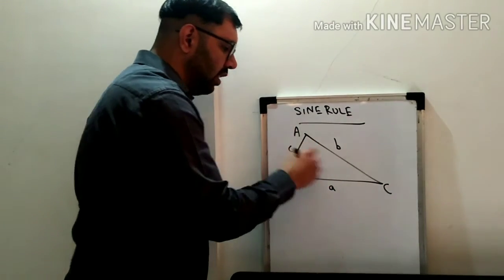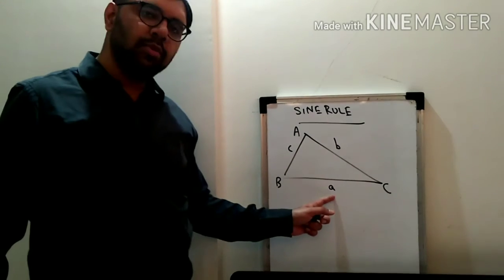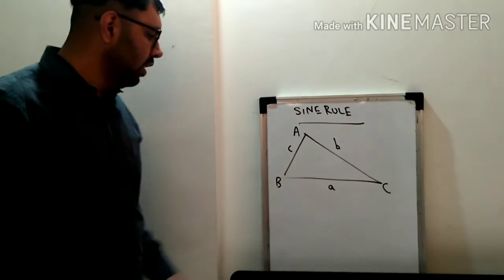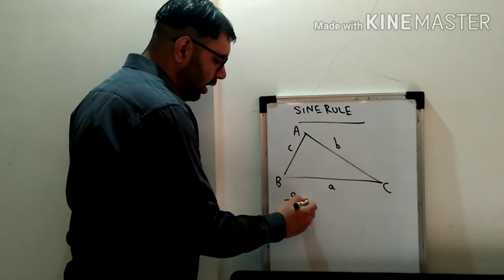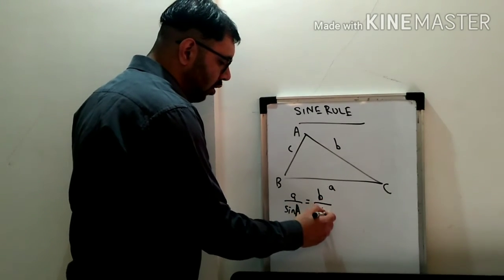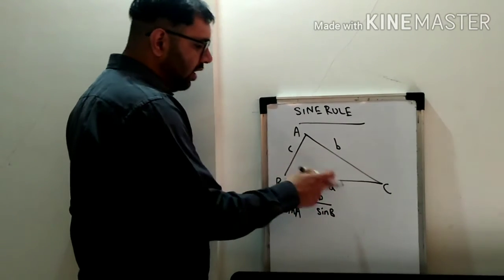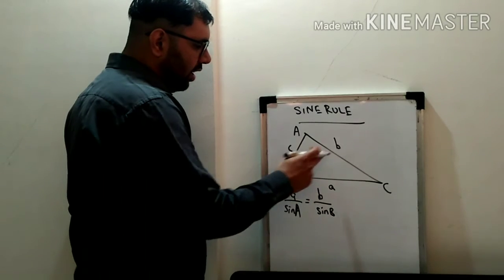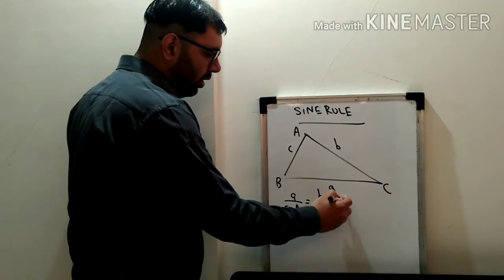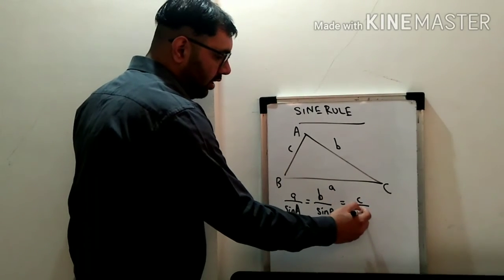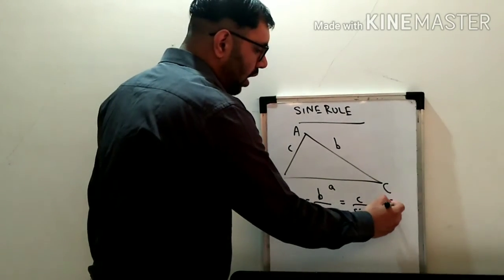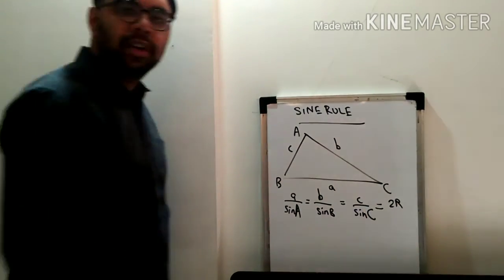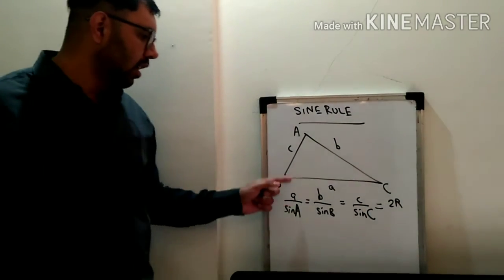Suppose this is the triangle ABC. Now small a is opposite to capital A, and similarly small b and small c. So a upon sine A is equal to b upon sine B. If I take a, I will take the opposite angle A, sine A. If I take b, I will take the opposite angle B, sine B. And if I take c, I will take the opposite angle C, so sine C is equal to 2R, meaning 2 times the circumradius. This is called the sine rule.